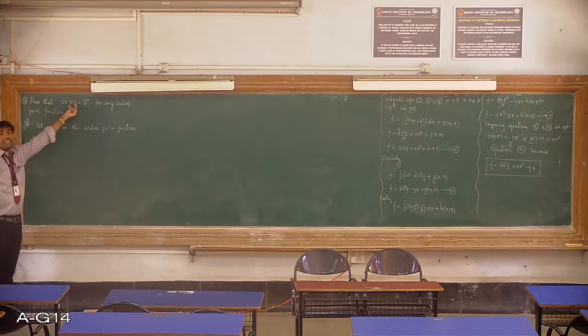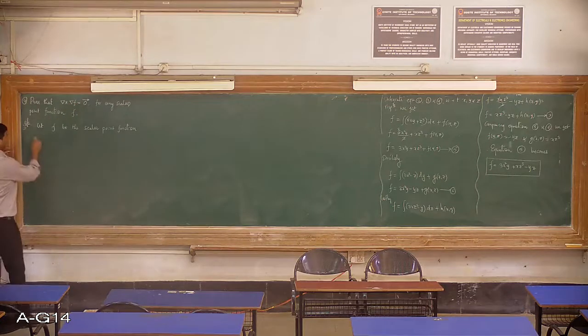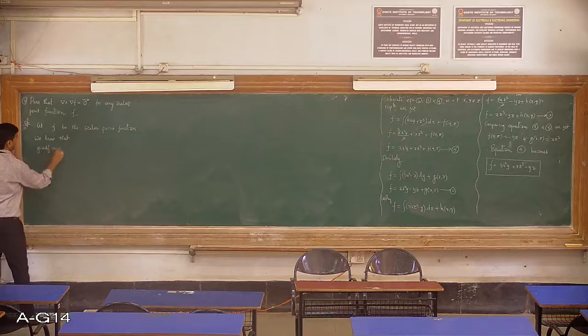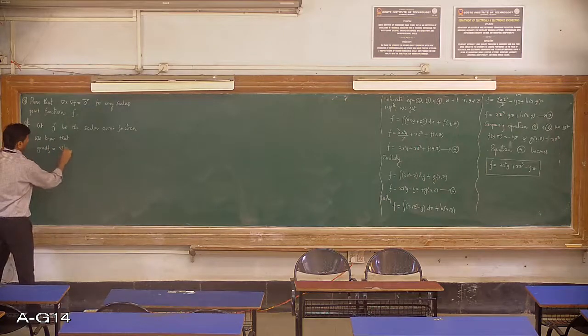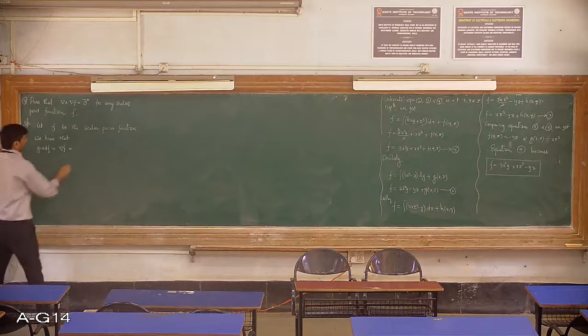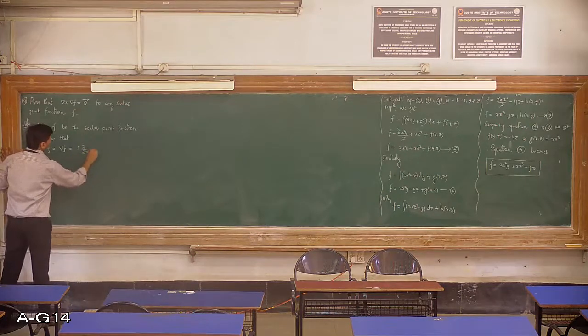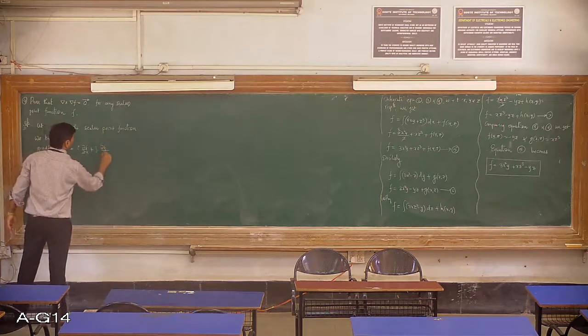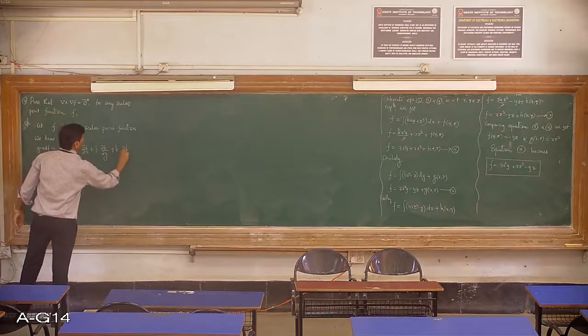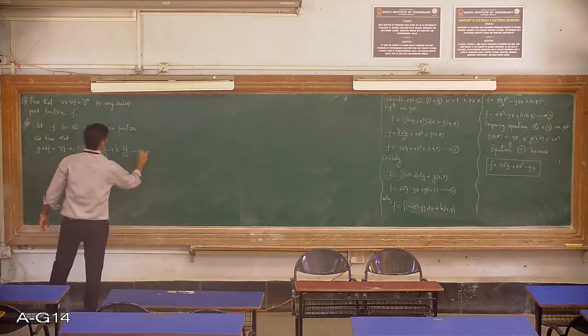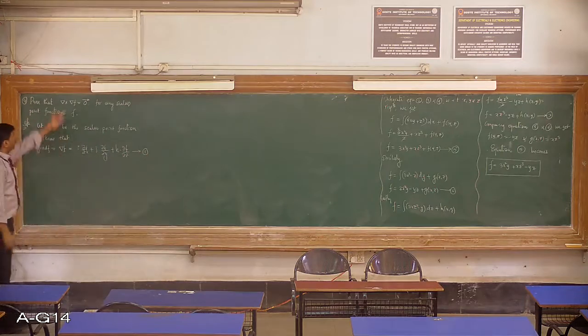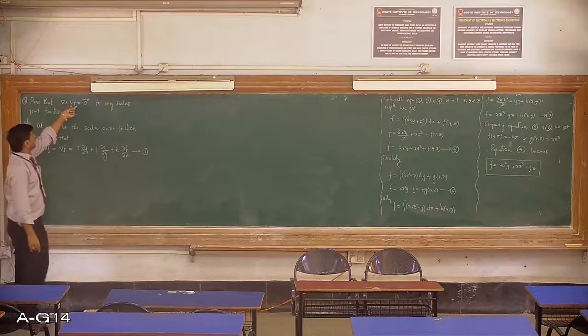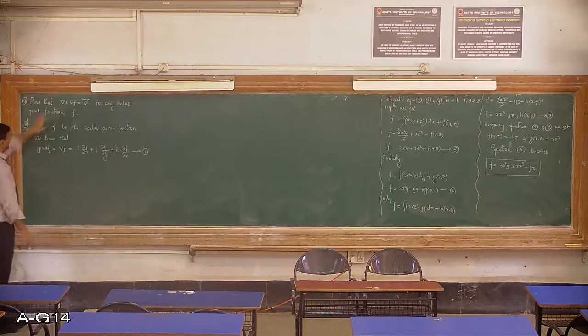Del f means the gradient of f. So we know that gradient of f, or grad f, that is del f, is equal to i dou f by dou x plus j dou f by dou y plus k dou f by dou z. Call it equation number 1. This is del f. Now we want del cross del f.